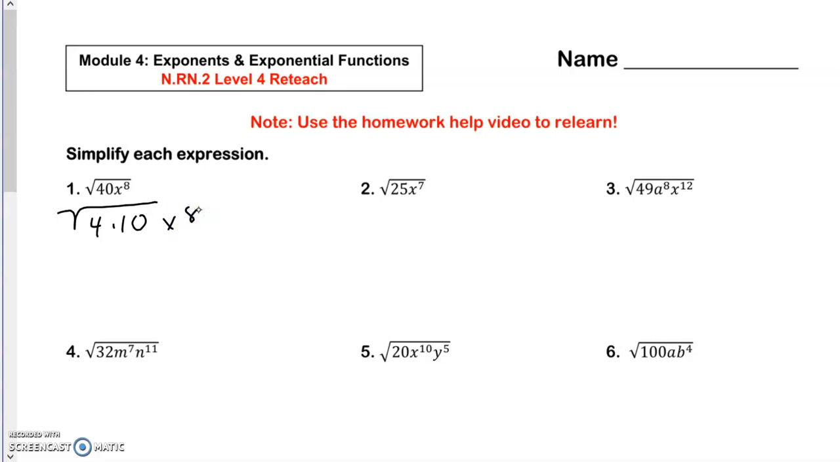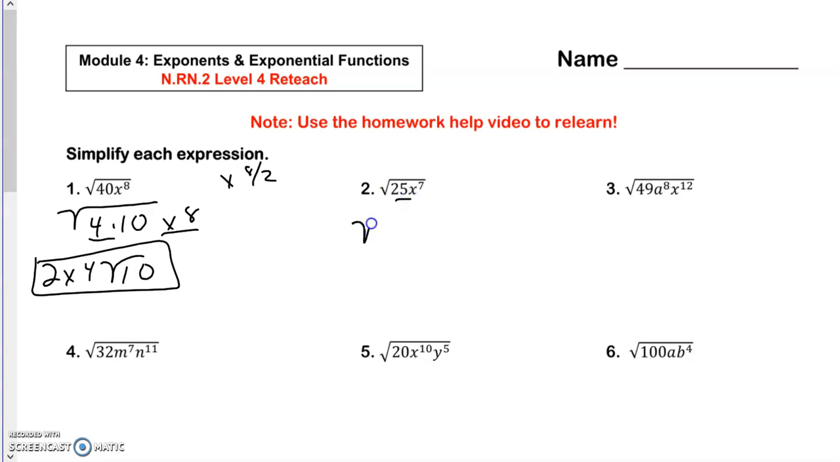Remember, we want things that are divisible by 2 to go for the exponent. So these are the perfect ones. So I'm going to take the square root of 4 is 2, and keep in mind this is what I'm doing in my head. 8 divided by 2 is 4, so it's going to be x to the 4th square root of 10.